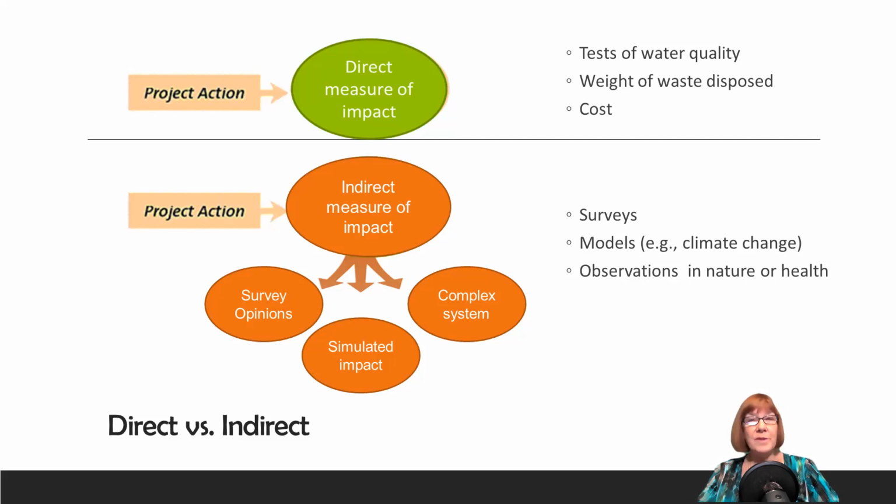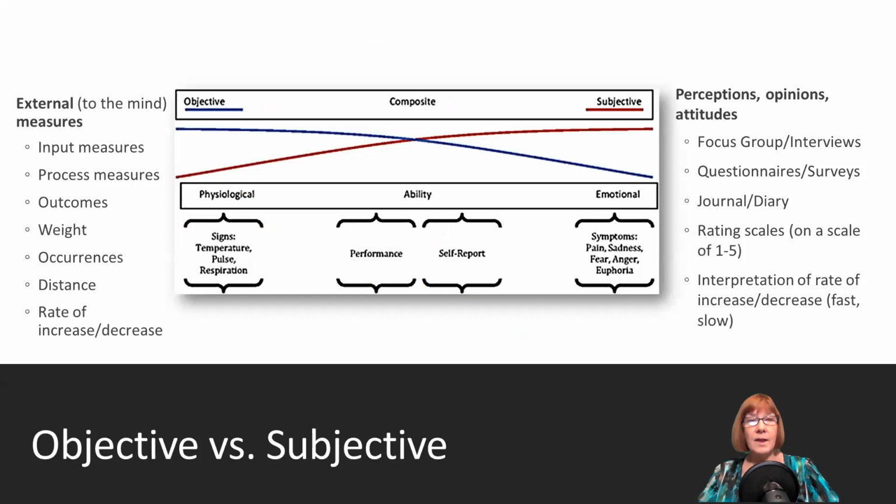So those would be indirect measures. Then you need to think about objective versus subjective. And these are different than direct versus indirect, and it's different from the next one also. So objective versus subjective. Objective is external to the mind.